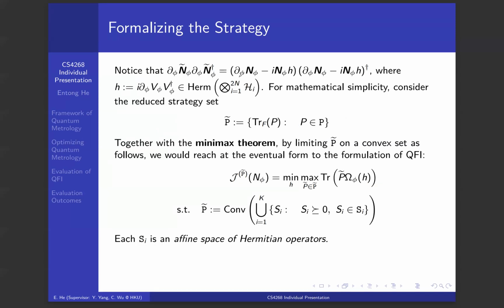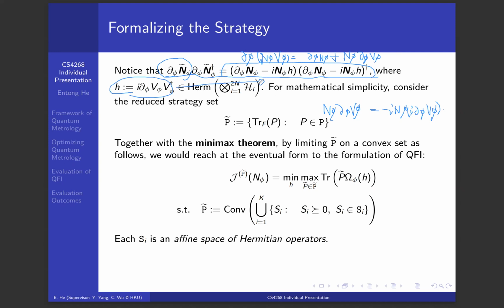By noticing that if we take a partial derivative of n sub phi v sub phi, it will give n sub phi partial phi v phi. So partial phi v phi, n phi will equal minus n phi n partial phi v phi. And by reformulating, taking h as this one, it will result in this expression.